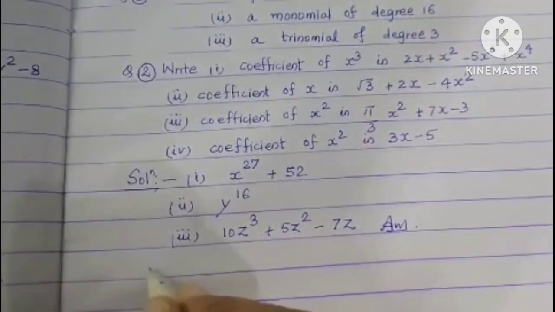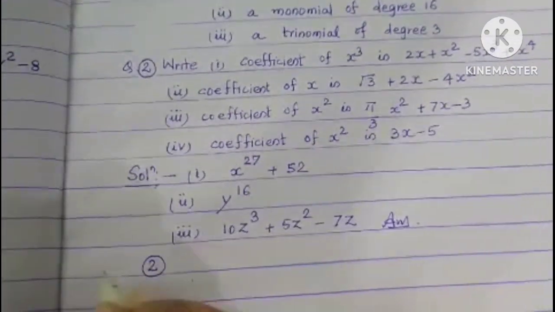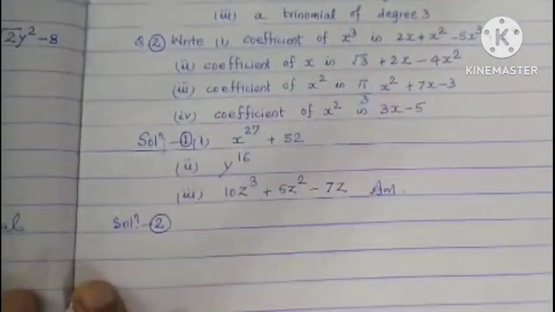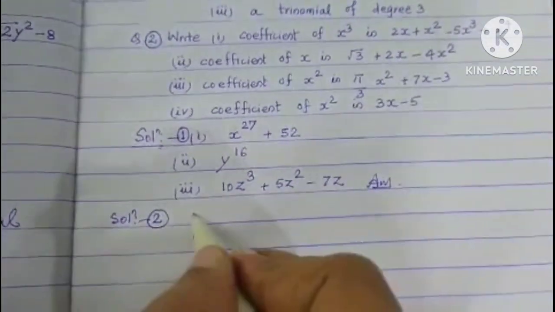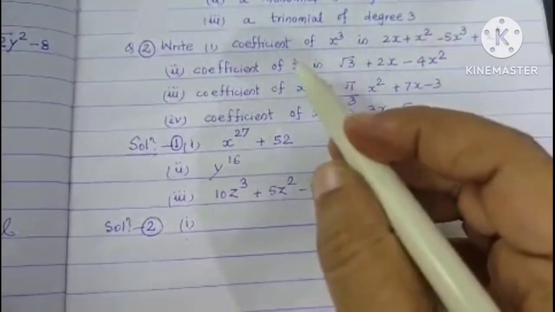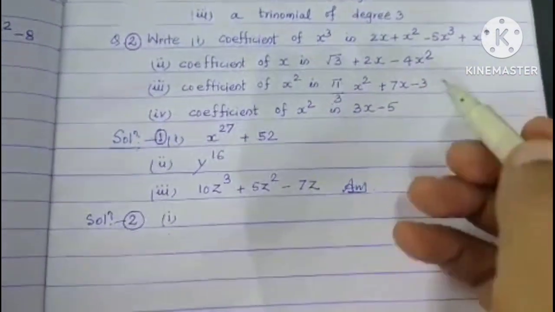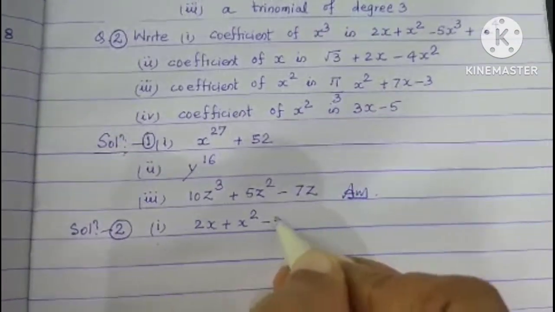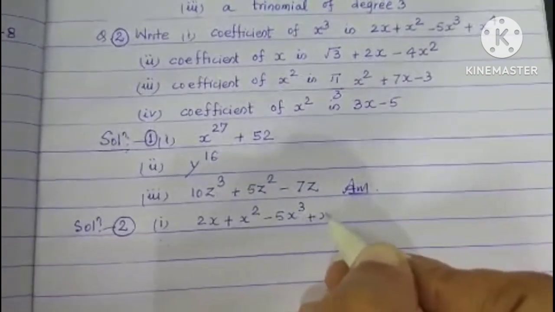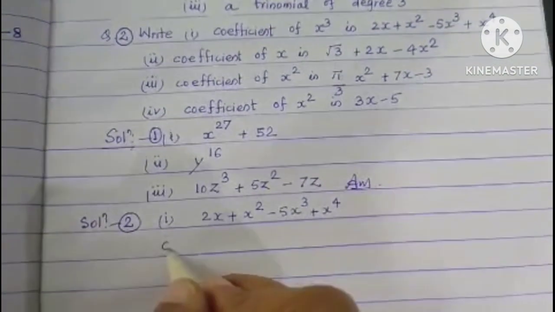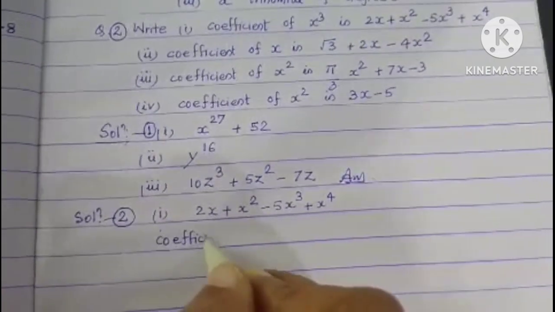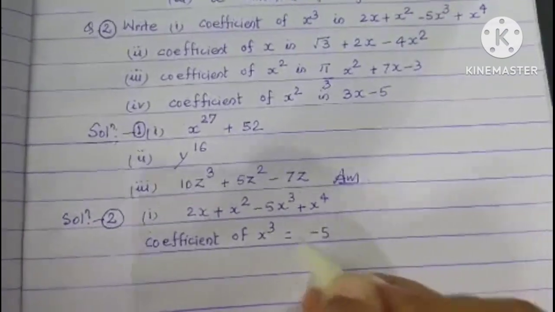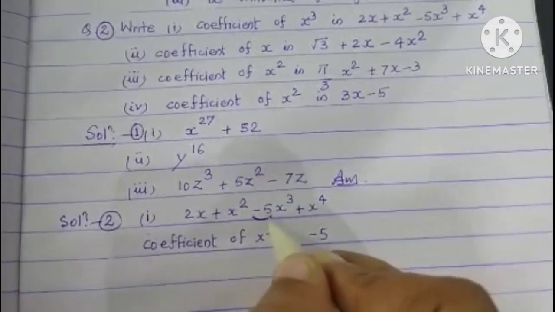Now second question, solution. This one was question 1. Now question 2. First one, write the coefficient of x cube in this expression. Okay, what is the expression? 2x plus x square minus 5x cube plus x4, and we have to write the coefficient of x cube. So here you can directly write that coefficient of x cube is equal to minus 5. See here, it is minus 5. X cube coefficient is minus 5.